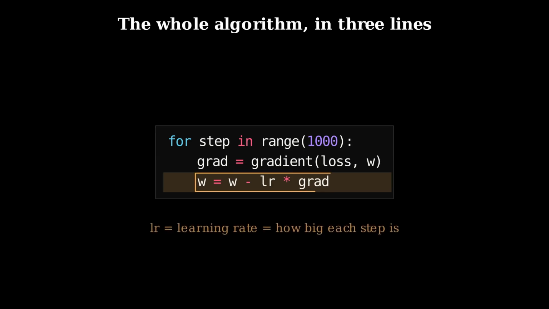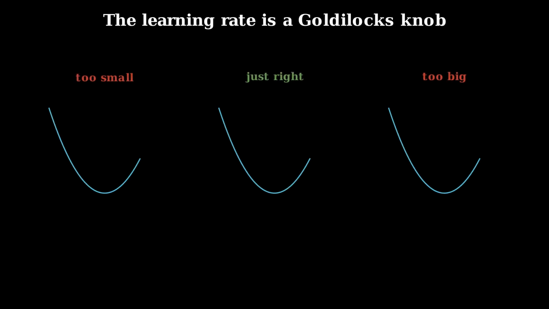And LR, the learning rate, is how big each step is. It's the one knob you have to tune. Get the learning rate wrong, and the whole thing falls apart. Watch the same descent at 3 different step sizes.